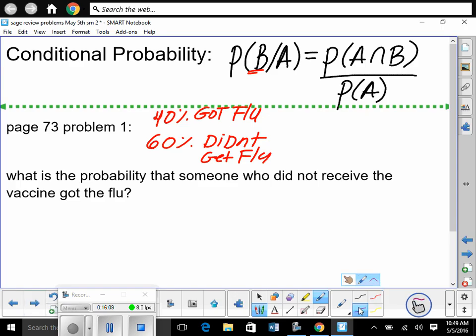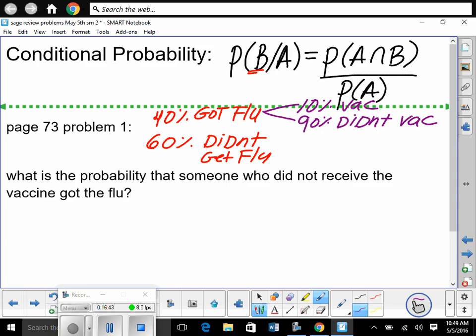It says, of the group that got the flu, 10% received the flu vaccine. So of the ones that got the flu, 10% got vaccinated. So then what percent of this group did not? 90. 90% did not get vaccinated of this group, right? Okay, so keep reading.